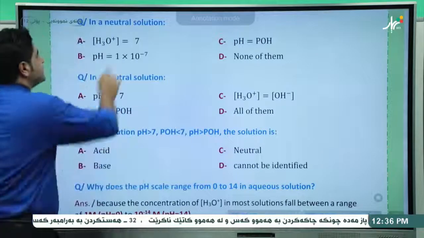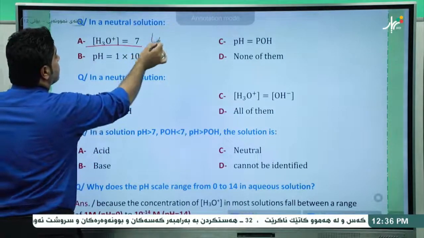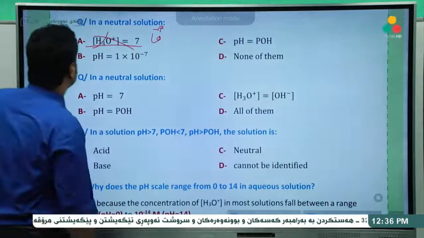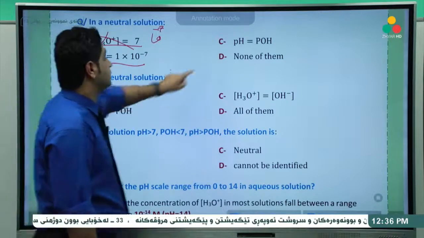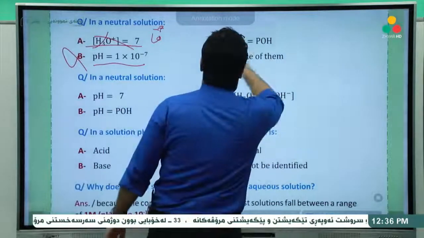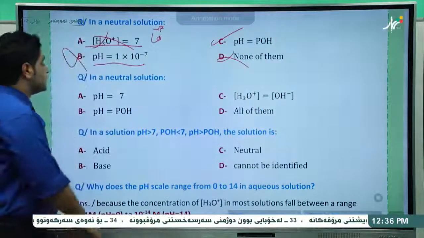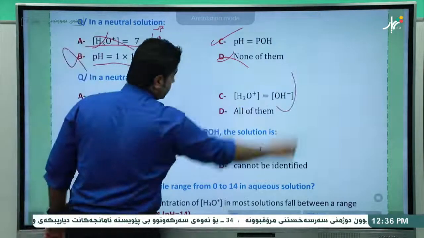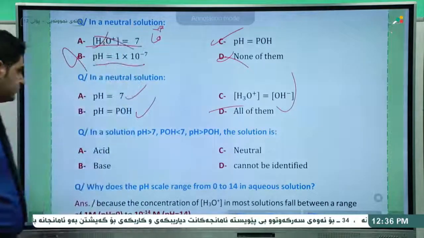Look, in neutral solution, H3O is equal to 10 to the negative 7. Is that false? Is that true? No, pH should be equal to 7. No, it's not true. pH is equal to pOH, yes. So the right answer is C, it's not correct. In a neutral solution, pH is equal to 7, yes. pOH is equal to 7, yes. H3O and OH are equal to each other, so all of them are right.